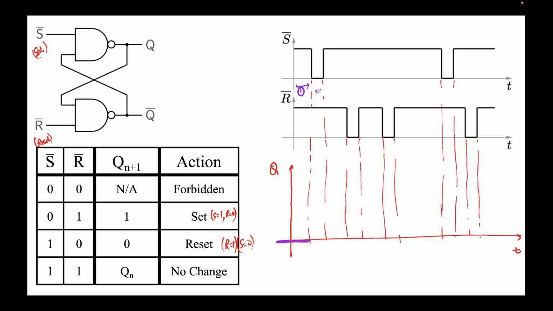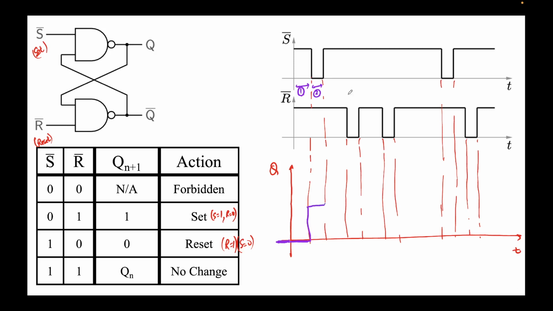Now let's look at the second period. In this period, S bar is 0, R bar is 1. This means the value of Q should become 1. So in the second period, the value should become 1.